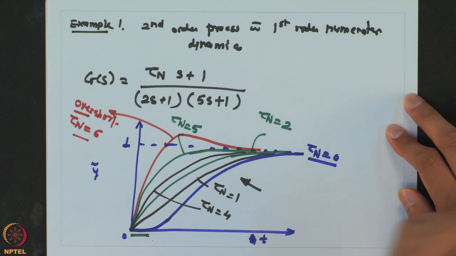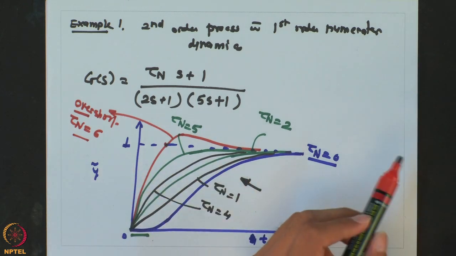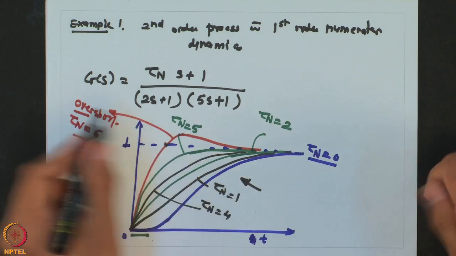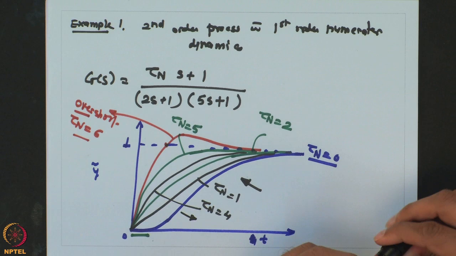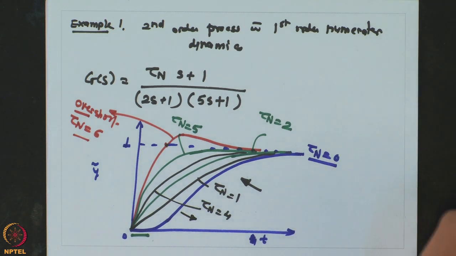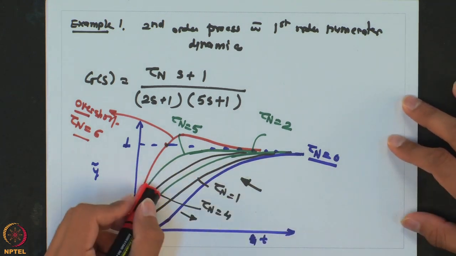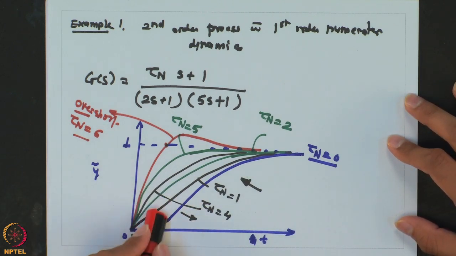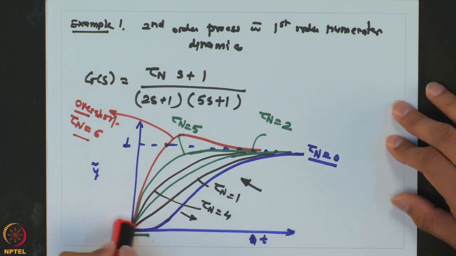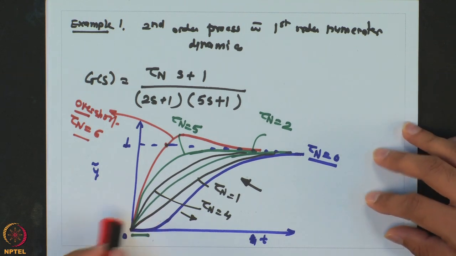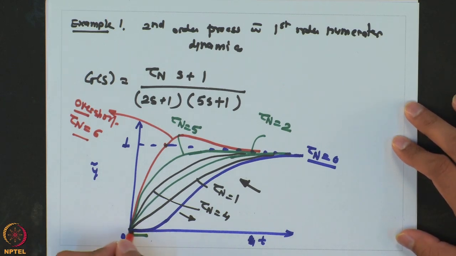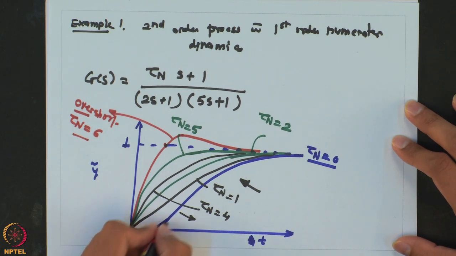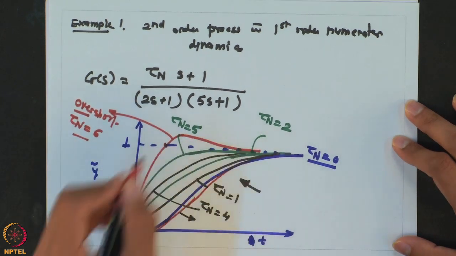The other case would be, what if we move in the other direction? So, instead of moving in this direction, we start moving in the other direction and try to reduce tau n below 0. So, let us say if tau n is negative, then the response is going to move in this direction. It has already reached a value where it is almost flat, parallel to the x axis. If you decrease tau n further, the response is actually going to go in the opposite direction and then reach the final value.